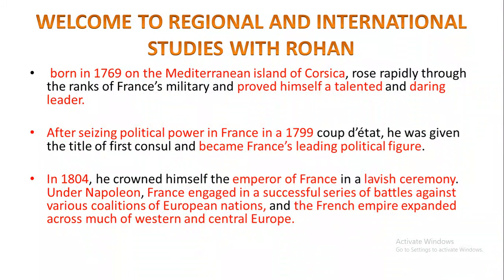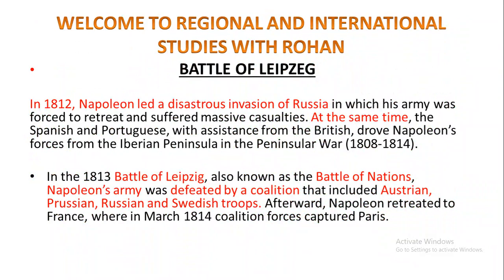Under Napoleon, France engaged in a successful series of battles against the various coalition forces of European nations, and the French Empire expanded across much of Western and Central Europe. But in 1812, he made a disastrous invasion of Russia. I think he was not aware of the difficult Russian terrain and the Russian people. At that time, his army was forced to retreat and suffered massive casualties.